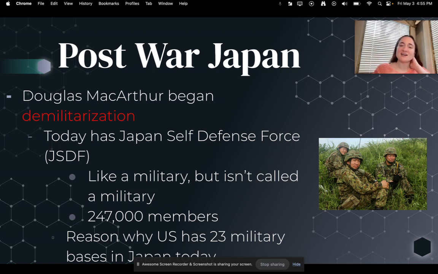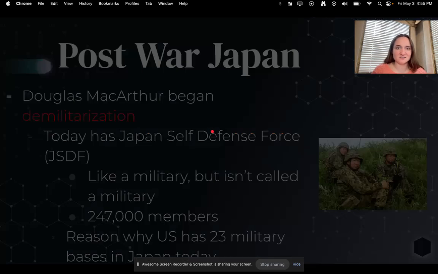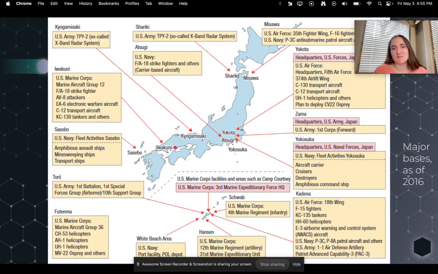Today, Japan has something called the Self-Defense Force, or the JSDF. It's kind of like a military, but it's not technically a military, but pretty much a military. There are about 274,000 members. And the reason why the U.S. has 23 military bases in Japan today is because the U.S. pretty much is Japan's military, and they help train these JSDF forces. So here's a map of some of the major military bases as of 2016 in Japan.